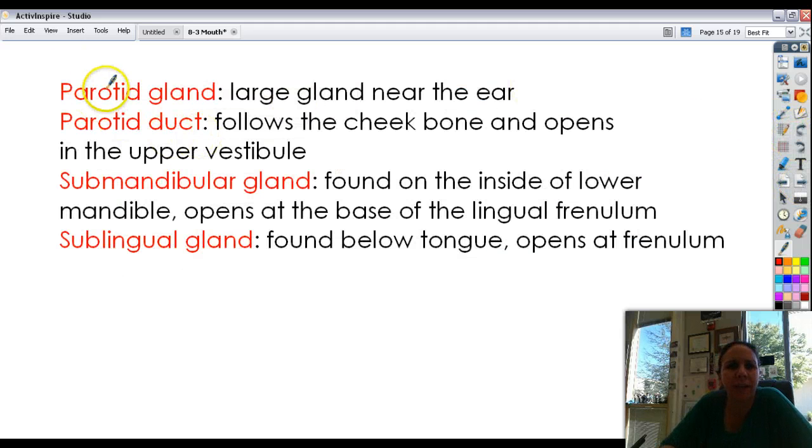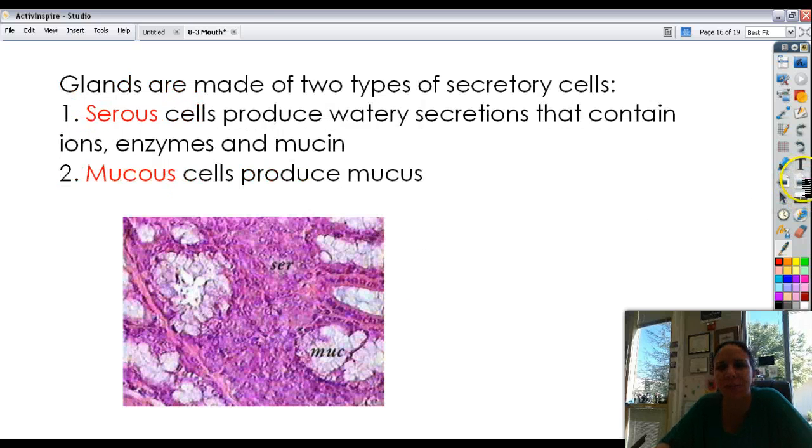The parotid gland, par and then otid, means around the ear. So this is the one that's located near your ear. It has a duct that follows your cheekbone and opens up into the upper vestibule. Submandibular means under the mandible, and so this one's located right down here. It's found inside of the lower mandible, and opens at the base of the lingual frenulum. Then we have the sublingual, which means under tongue gland. It's found below the tongue and also opens at the frenulum.